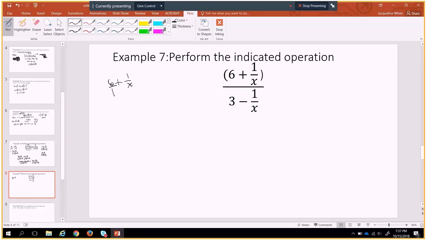Okay, so same thing as last time. What is this denominator missing that this denominator does not have? An x, right? So we're going to multiply the top and the bottom by an x. So it's going to be 6x over x plus 1 over x. And now since they have the same denominator, we can combine them to become 6x plus 1 over x as our numerator.